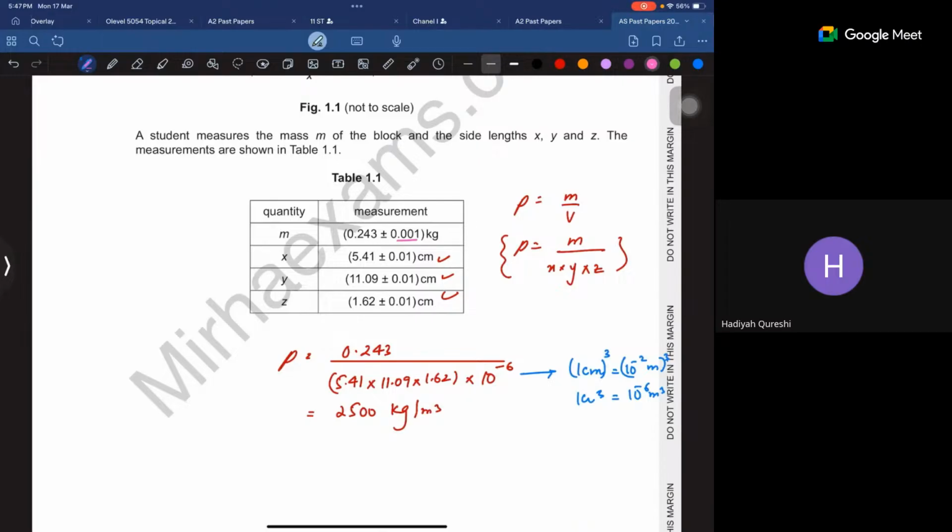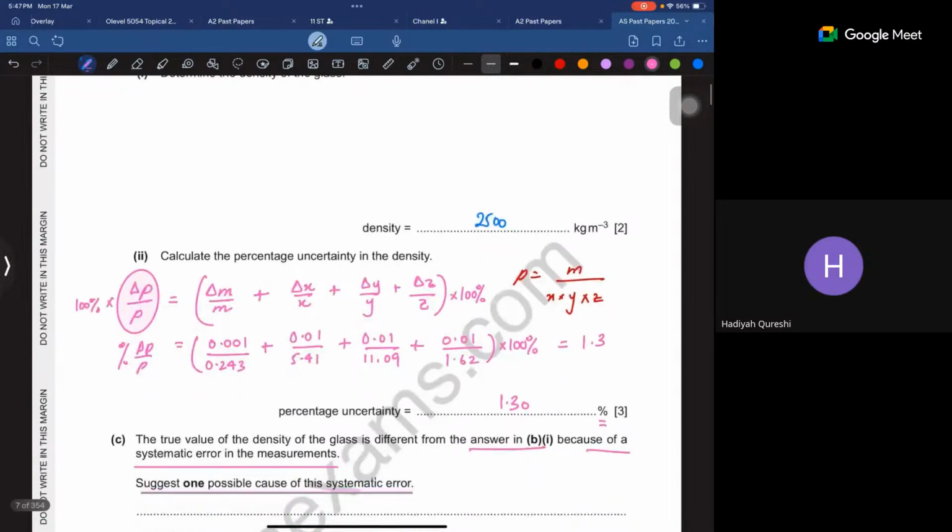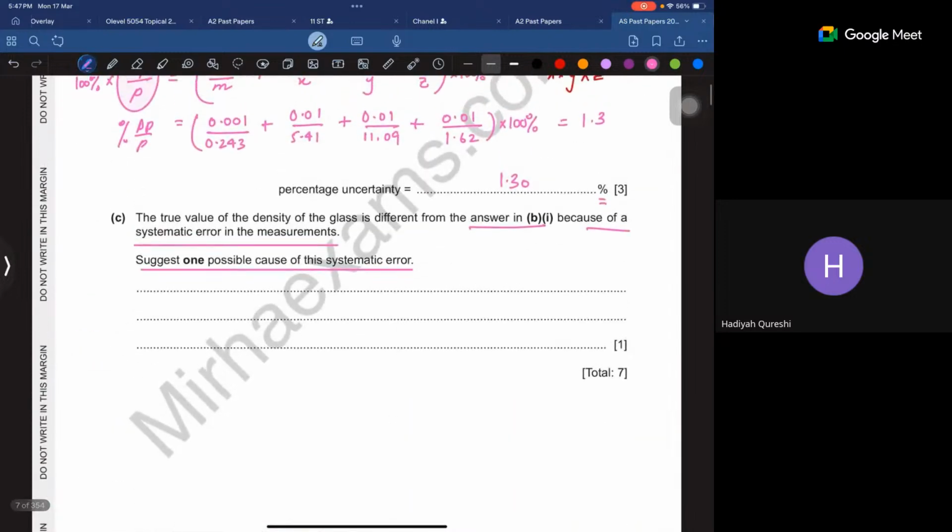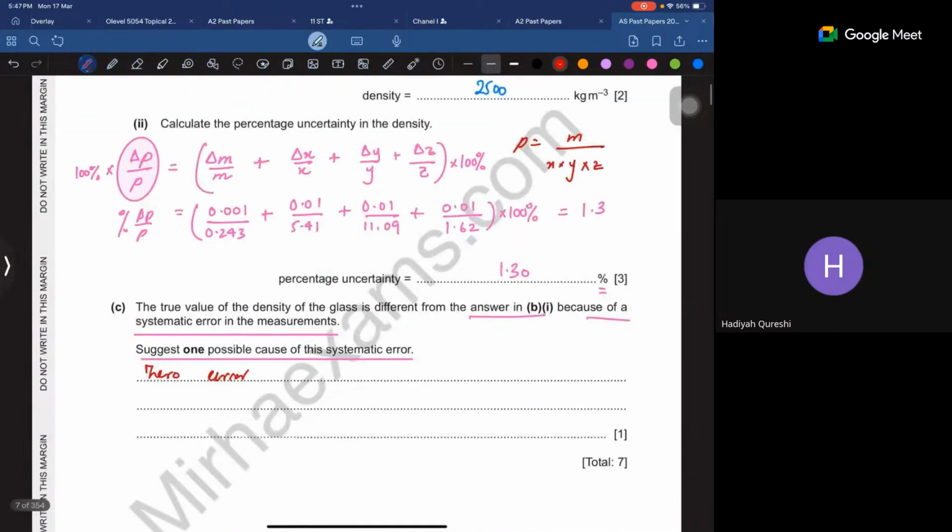All right. In my opinion, I think the biggest problem could have been the zero error. You can write anything. It's all right. So you can say there was zero error, and that was in measuring the length.